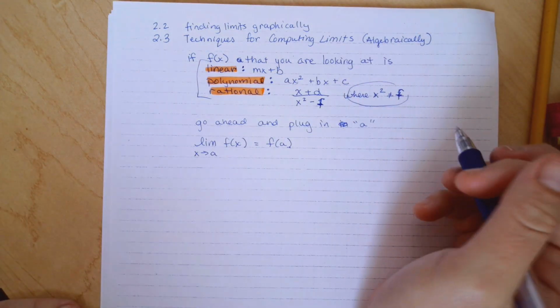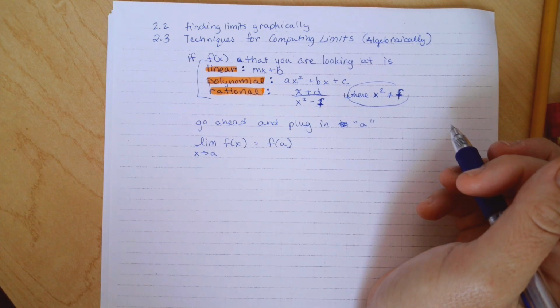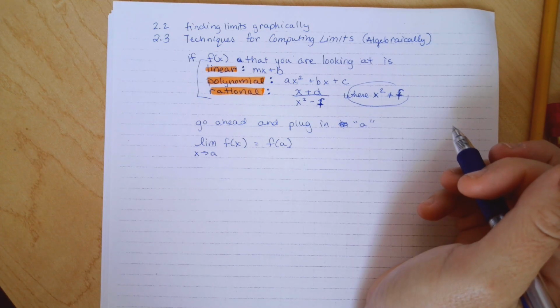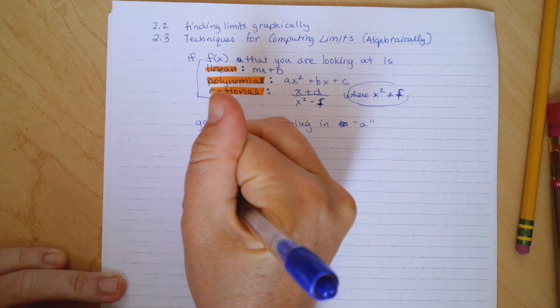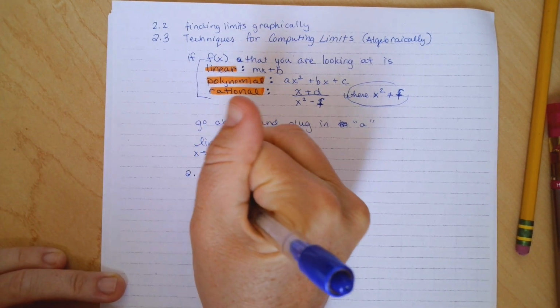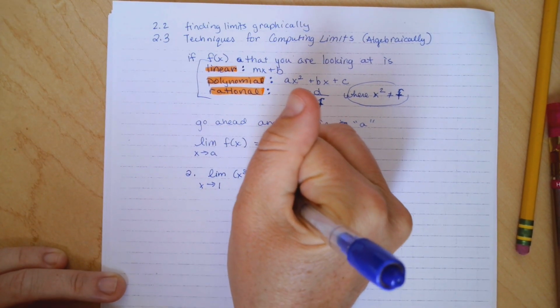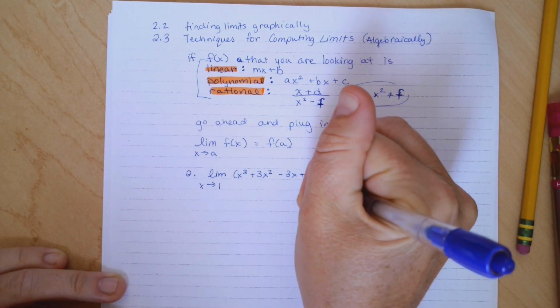Okay, so let's do an example real quick. Number 2 says the limit as x goes to 1 of x to the third plus 3x squared minus 3x plus 1.